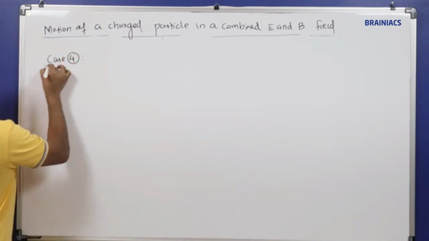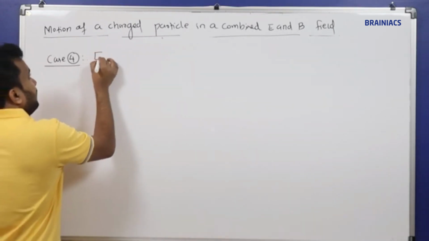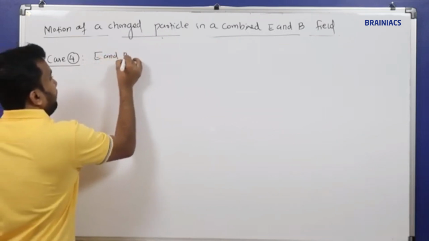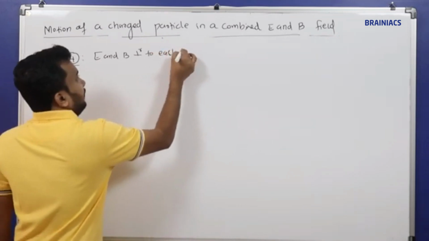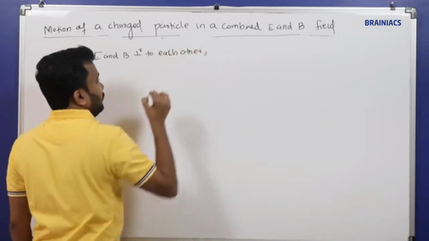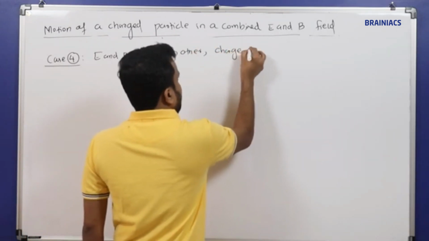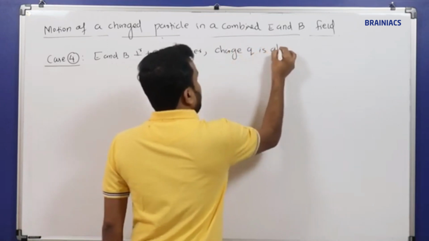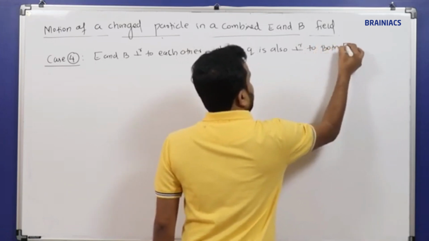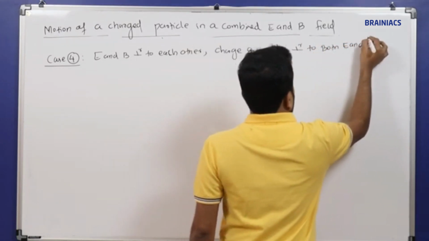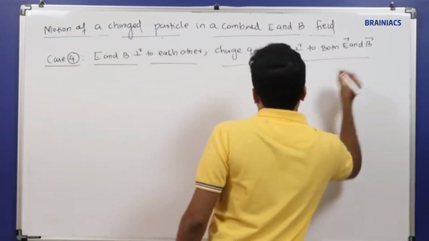Case number 4, the fourth case. The fourth case is speaking about E and B perpendicular to each other. A different case, right? E and B perpendicular to each other. Charge Q is also perpendicular to both E and B. So E and B are perpendicular to each other.